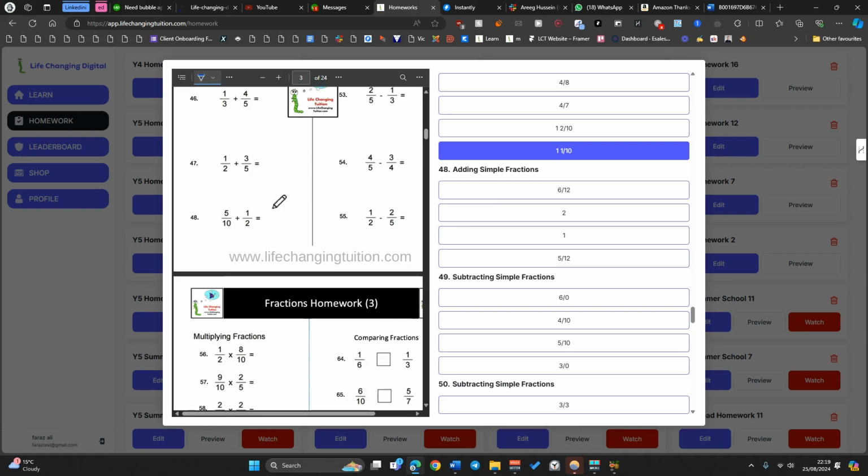Question 48. So the bottoms are different again, we have to make them the same. Let's make the 2 into a 10. How we can do that is if we times this by 5, that will give us 10 at the bottom. Obviously we have to times the top by 5 as well. That will give us 5. So 5 over 10 is the new fraction. And you can see we can add these again now. 5 over 10 plus 5 over 10 is just going to be 10 over 10. Denominator always stays the same.